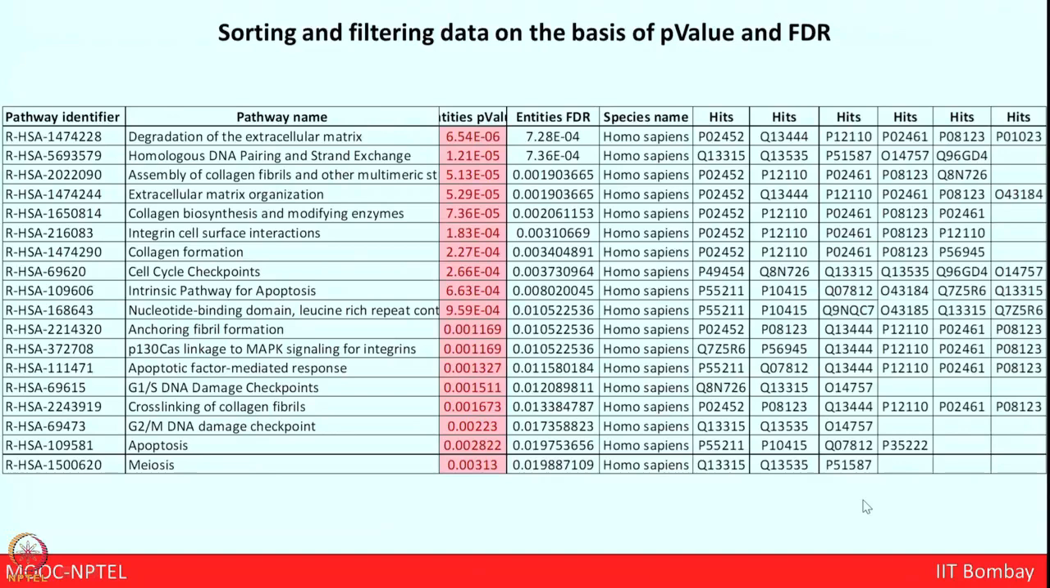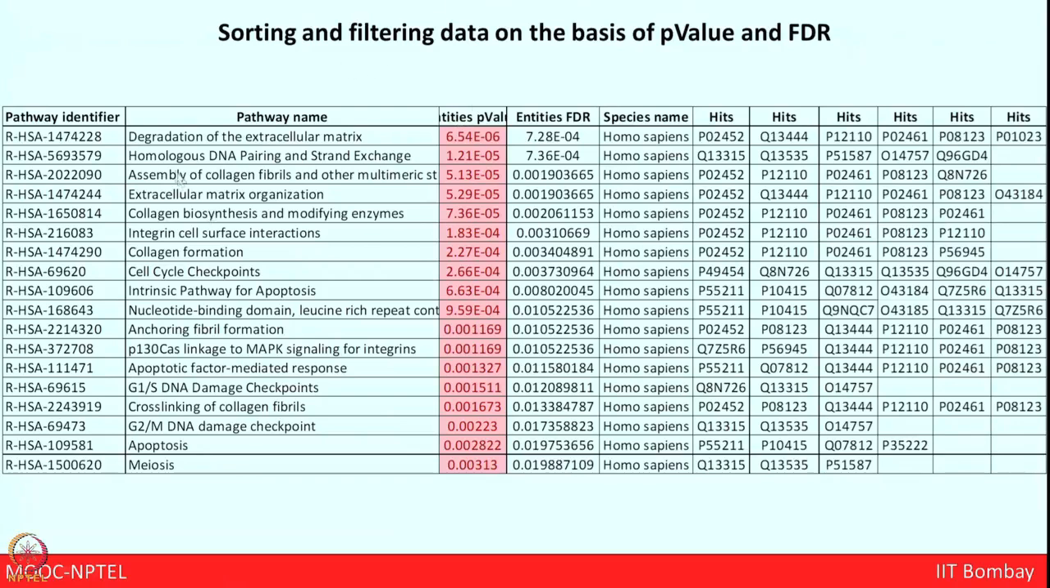After sorting and filtering the data on the basis of p value and FDR, I have found some top pathways which I will be taking for the next part of the analysis. As you can see, this is the table I have taken from the result file, and you can find the pathway identifier. These are nothing but the unique identifier ID of each pathway in Reactome. These are the pathway name, this is the p value, this is the FDR, species name, and these are the hits. That means these are the proteins from your sample data that match with this pathway.